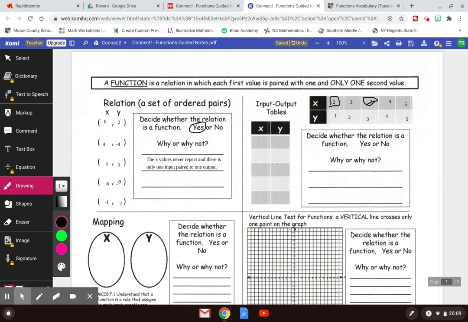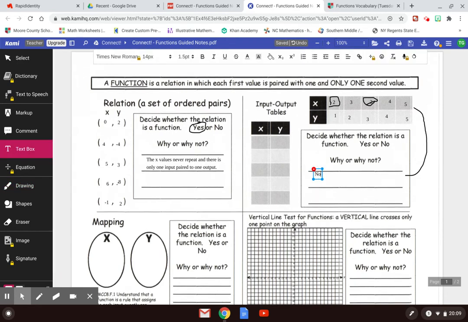So what I'm going to do, because I'm also going to look at this one, I'll just draw a little line right here, and I'm going to say not a function because the x values repeat. Okay? So this is not a function because the x values repeat themselves.